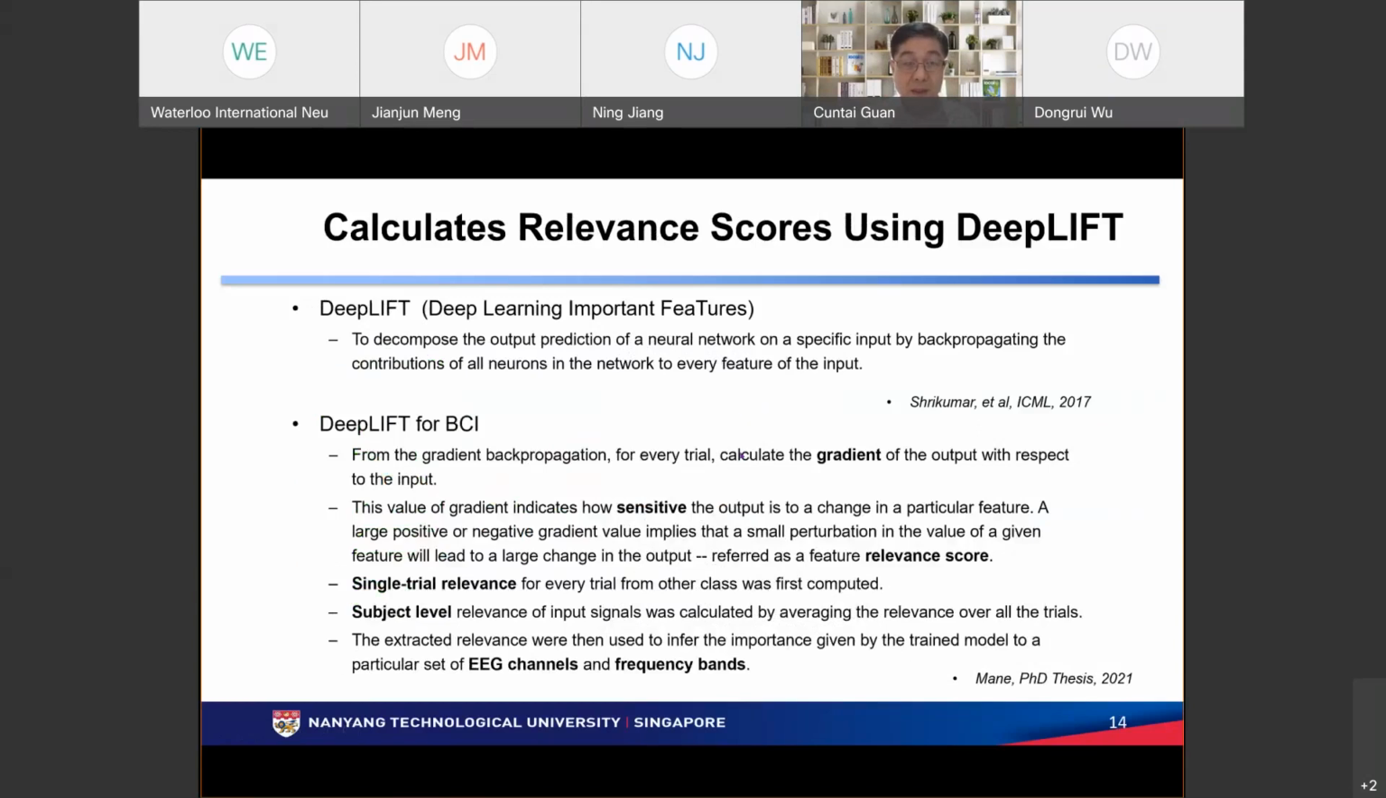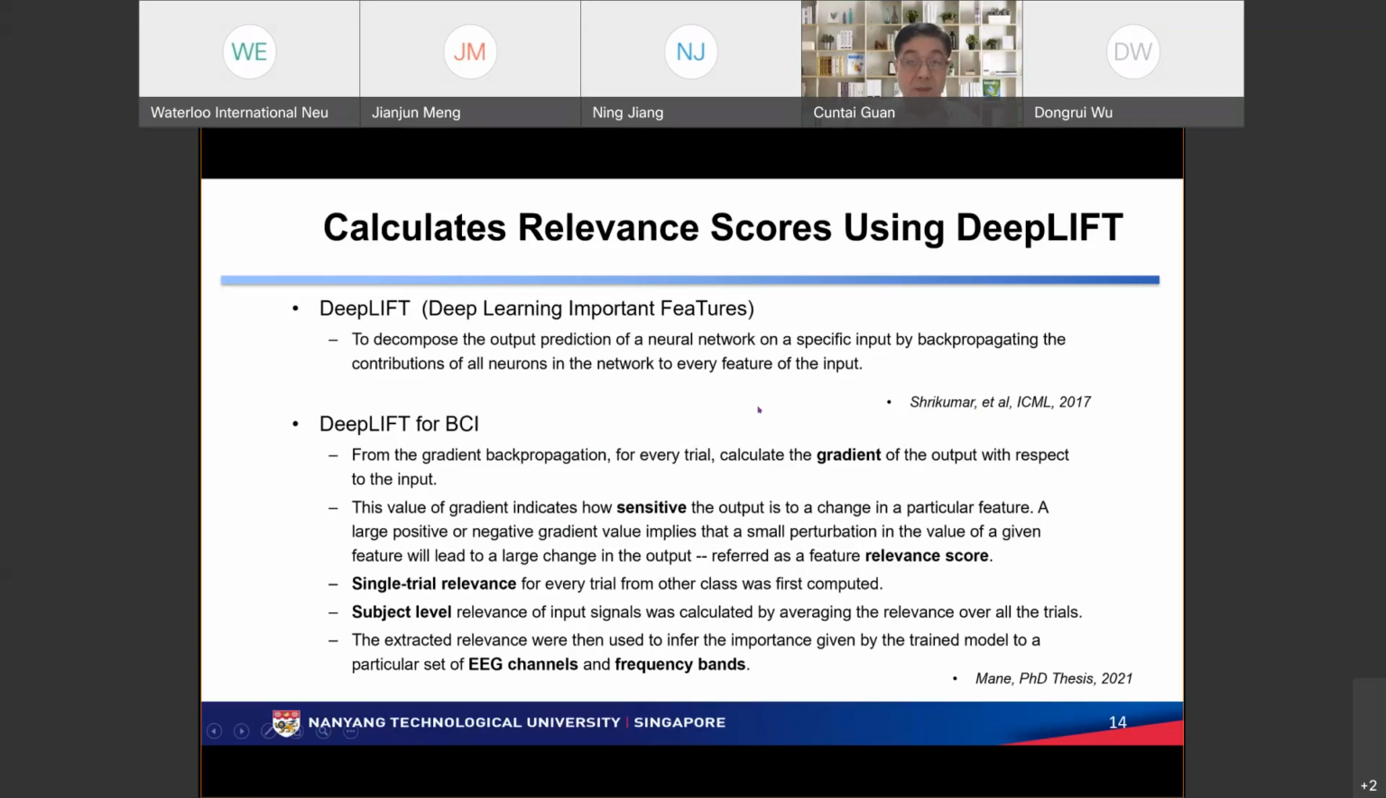Okay. So in this case, we use the training data to build a model. Then we send every single trial to get a relevance score for each frequency and each channel. Then we average the relevance map scores over all the trials for each subject. So we build a subject-specific heat map score to indicate which frequency and which channel actually contribute the most to the final decision. Okay, so this is the approach. You can refer to this paper published in ICML, which explains the mathematics of how it is calculated.